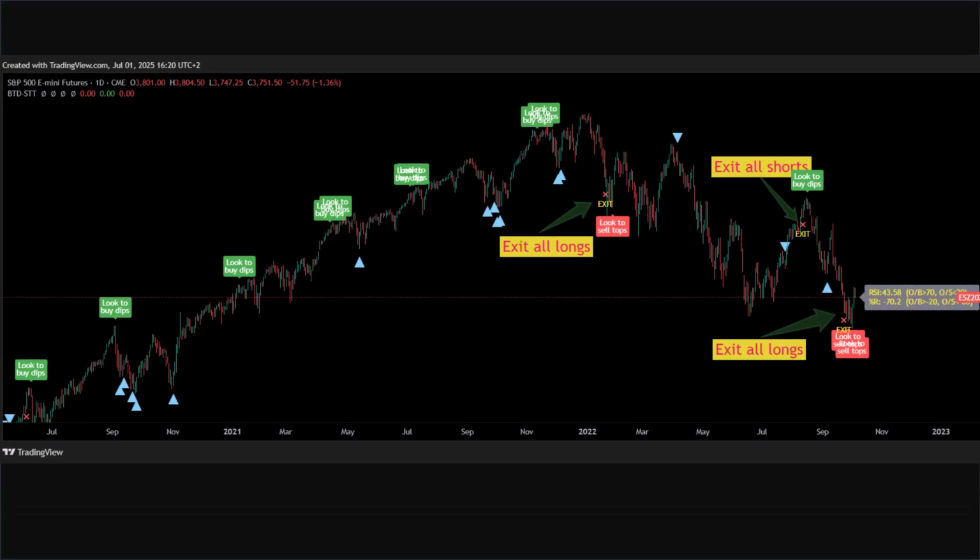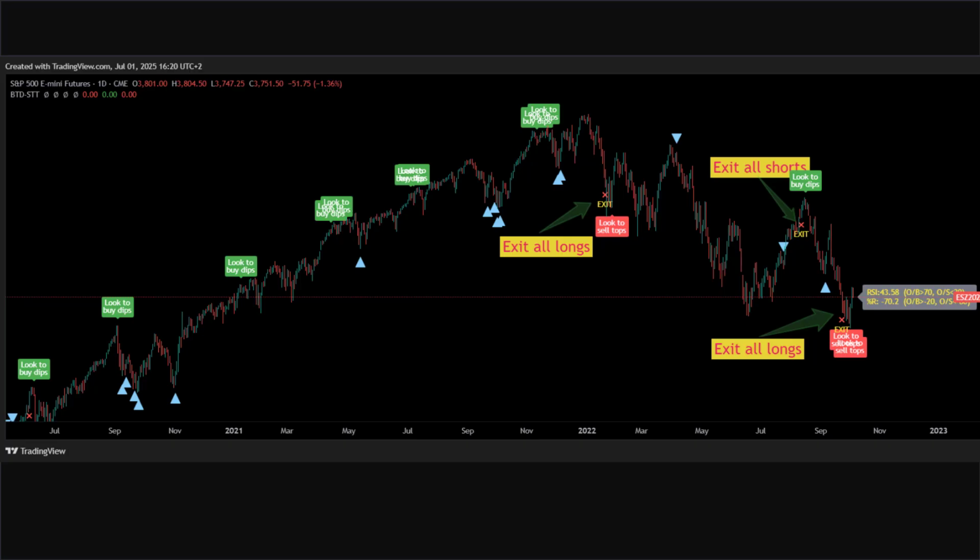First, it uses a trend filter based on moving averages, similar to the alligator strategy, to confirm whether the market is in a bullish or bearish phase. In a bullish trend, it looks for dips to buy. In a bearish trend, it hunts for tops to sell.